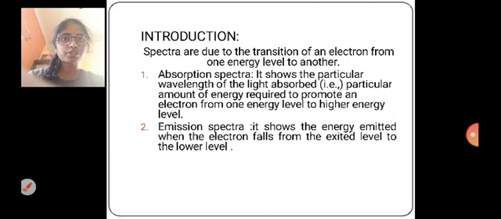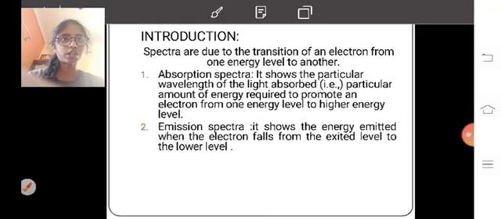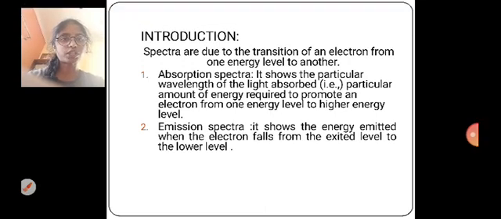Introduction. Spectra are due to the transition of an electron from one energy level to another. Absorption spectra show the particular wavelength of light absorbed, that is, the particular amount of energy required to promote an electron from one energy level to a higher energy level. Emission spectra show the energy emitted when the electron falls from the excited level to a lower level.